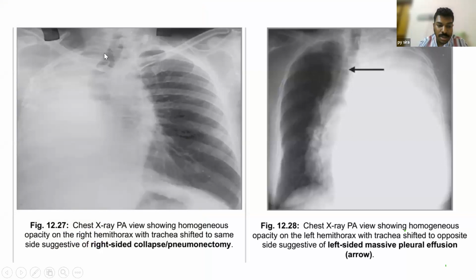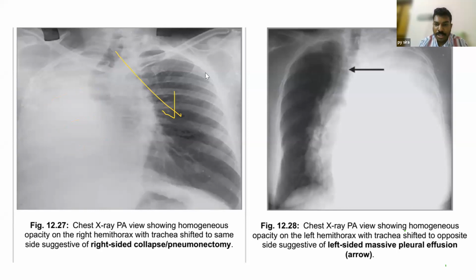Then what is this one? You can see the trachea is shifted to the same side. When the trachea is shifted to the same side and you get a radio opaque lesion like this, then it is going to be collapse of the lung, or it can be pneumonectomy. Whereas if the trachea is shifted to the opposite side, then it is going to be pleural effusion. That is very important.